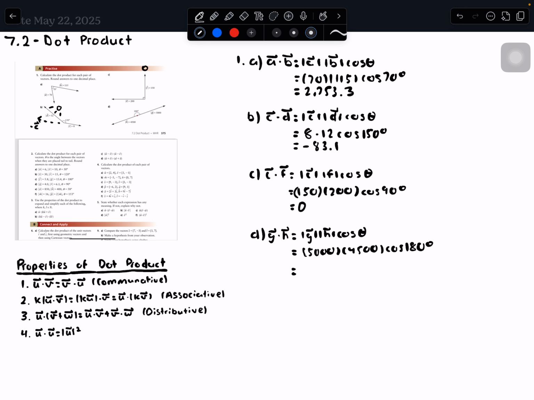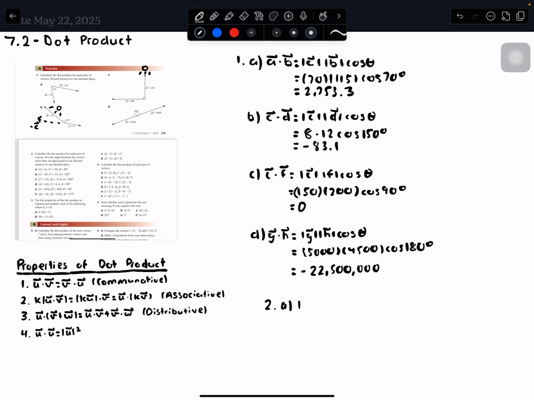I guess I'll keep it there, actually. And then we have 5,000 times 4,500, cosine of 180, and we get a really large number. All right, good. That completes 1. Let's move on to 2. I'm not going to do all of 2. I'll do some select exercises. Let's do A, C, and E.